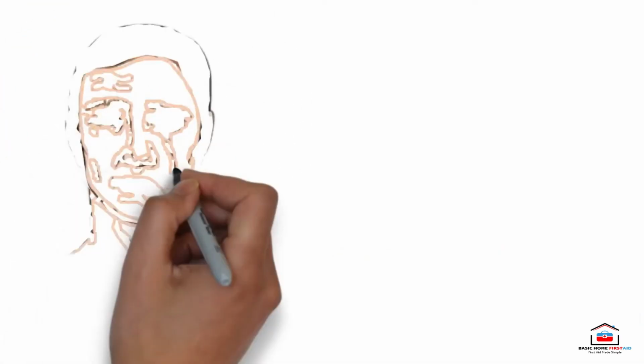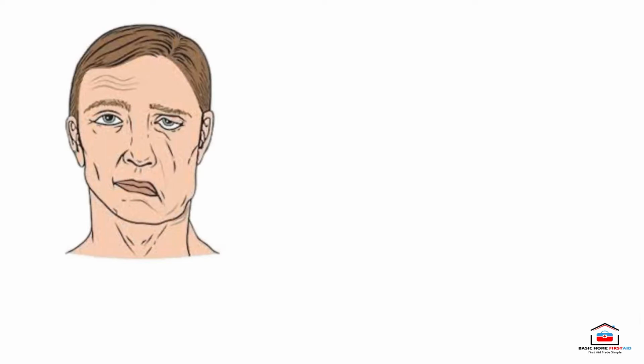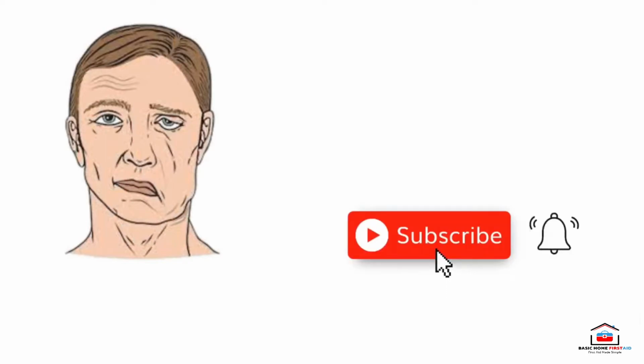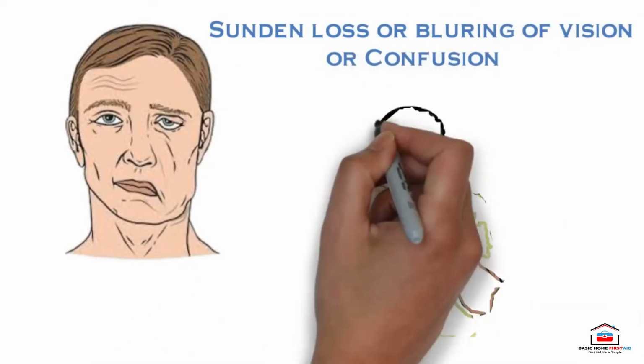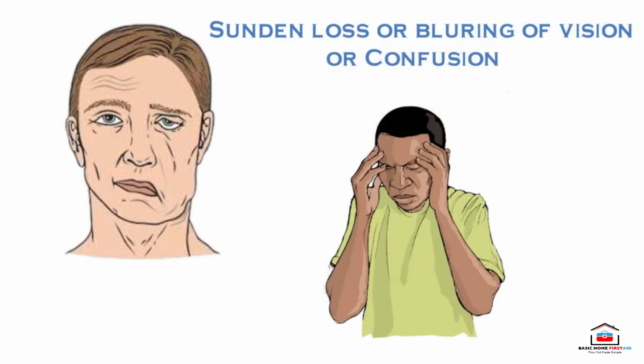Other signs for recognition include sudden weakness or numbness of the face, arm, or leg on one or both sides of the body, sudden loss or blurring of vision in one or both eyes, sudden confusion, sudden severe headache with no apparent cause, dizziness, unsteadiness, or sudden fall.